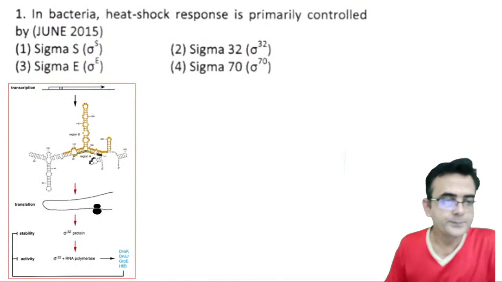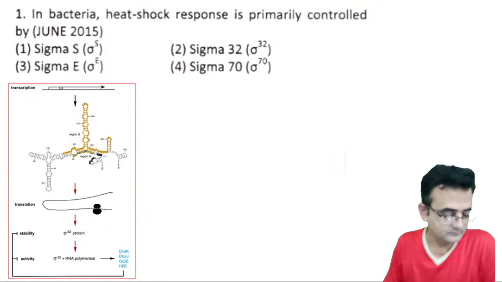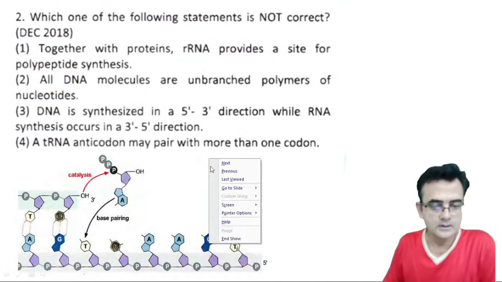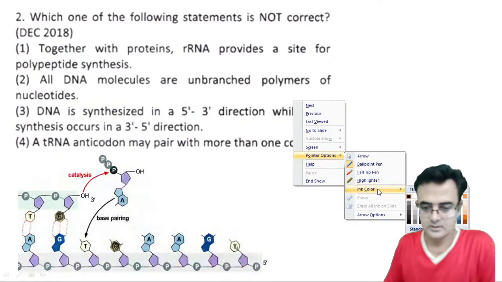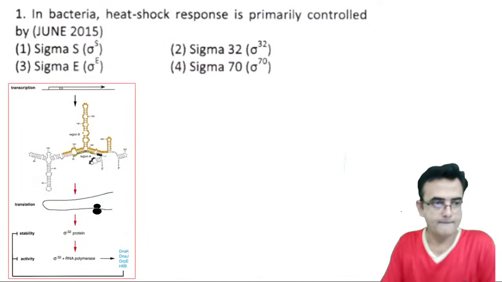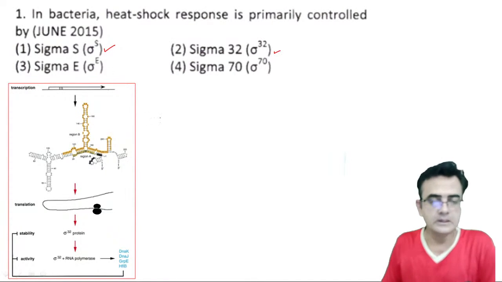So the first question is, in bacteria, heat shock response is primarily controlled by. This is the question asked in June 2015. The choices are sigma S, sigma 32, sigma E, and sigma 70.